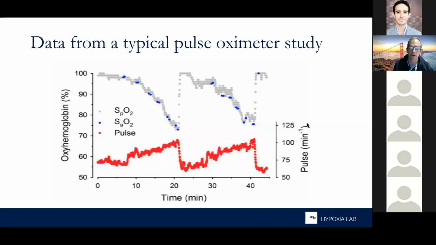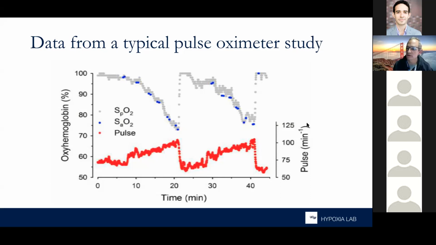You can see there's an initial dip down in the gray dots, and then it comes back up, and then we do another dip down. The blue dots indicate the points in time where we take arterial blood samples. At those points, we have a pair of points between what the oximeter is reading and the true value of oxygen saturation measured on that blood sample.